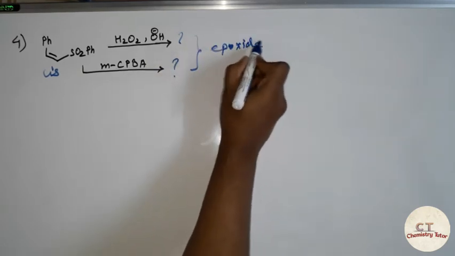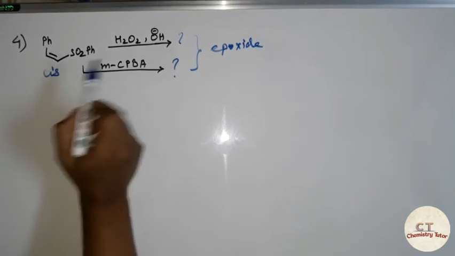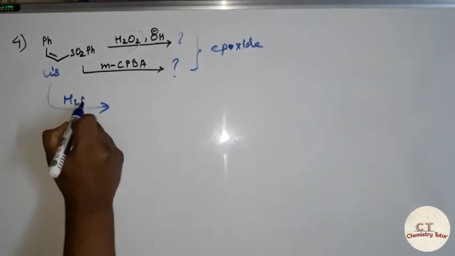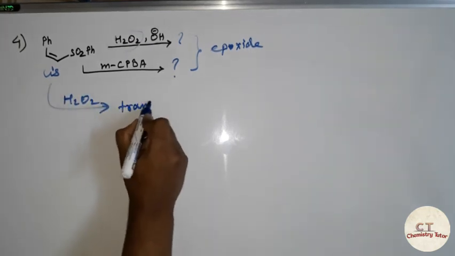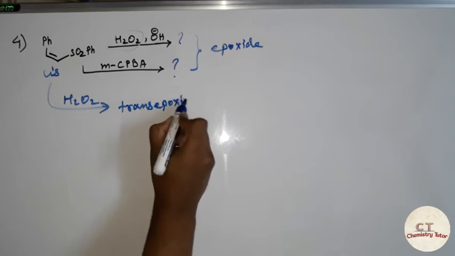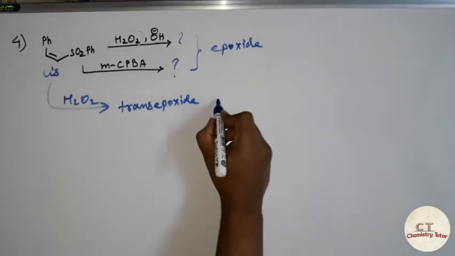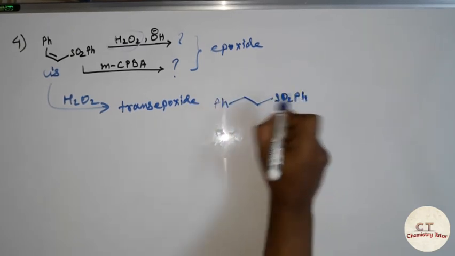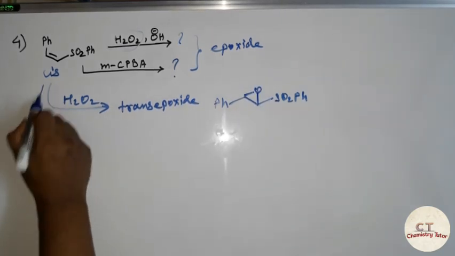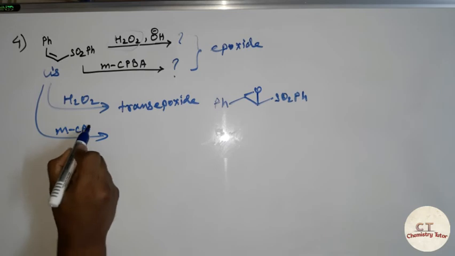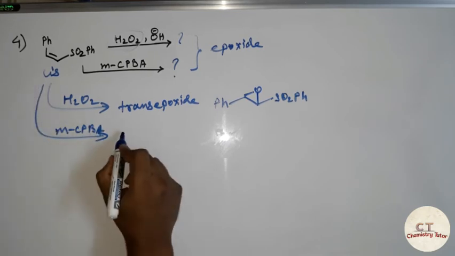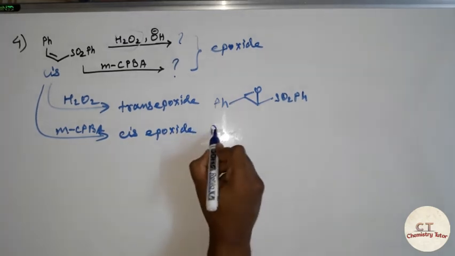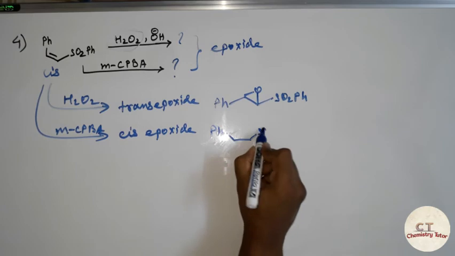Okay, but the difference is that whenever you are given a cis-alkene with hydrogen peroxide, a trans epoxide is going to form. Okay, whenever there is hydrogen peroxide, a trans epoxide is going to get formed. And whenever you see MCPBA, cis will remain cis only, and it will give us a cis epoxide. Okay, you need to remember this one.